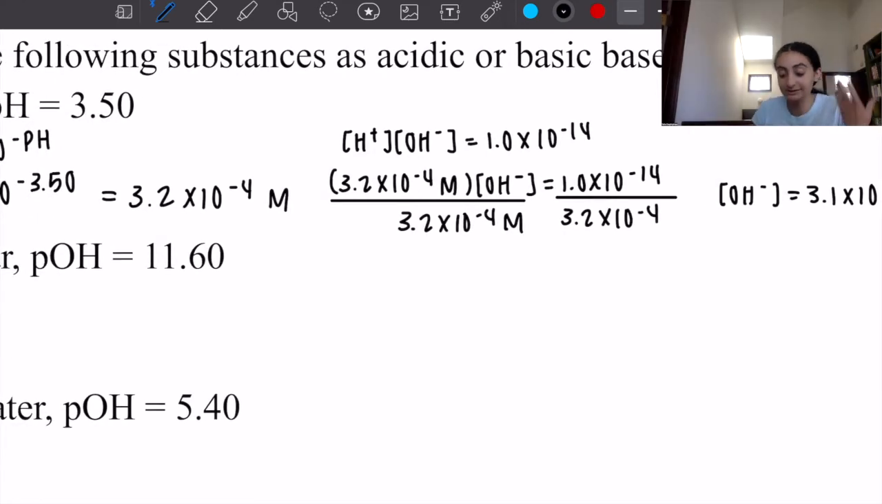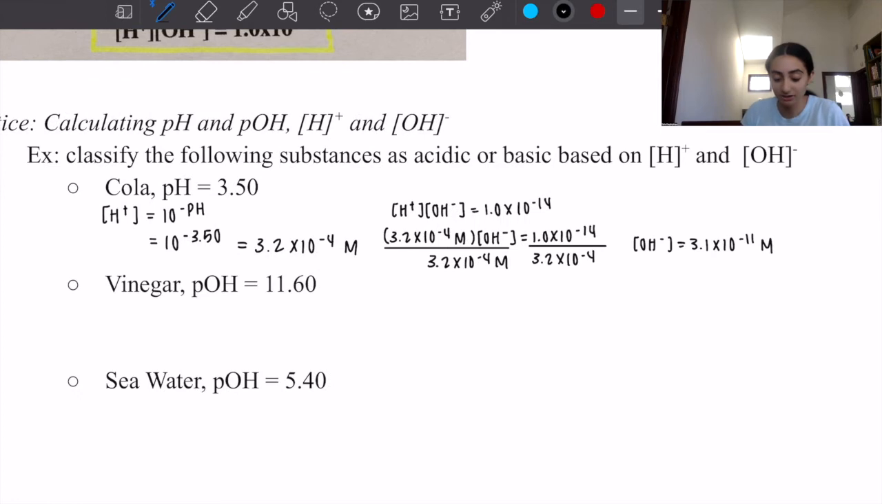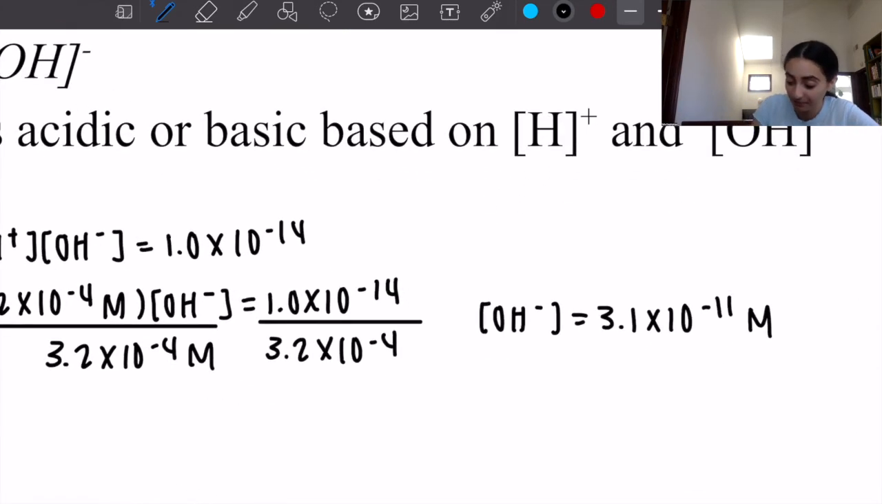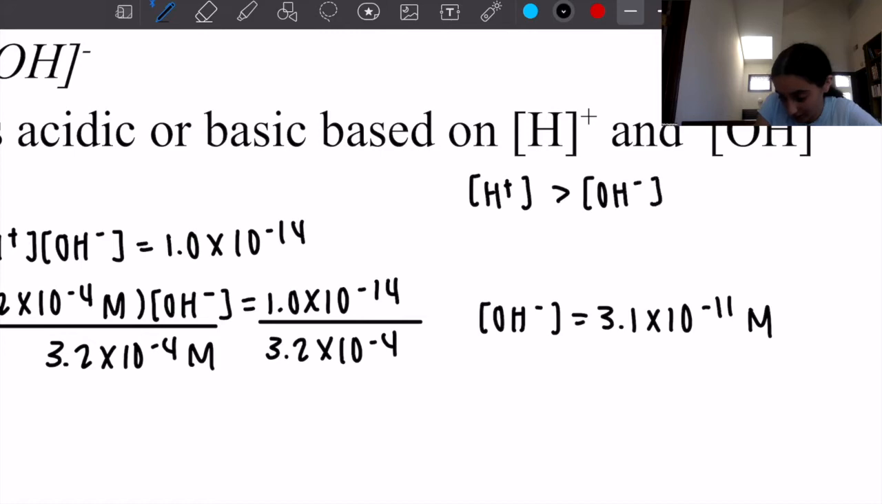And also we can see, obviously, that the concentration of hydrogen is much larger than the concentration of hydroxide. Therefore, because the concentration of hydrogen is greater than the concentration of hydroxide, the solution or the substance is acidic.